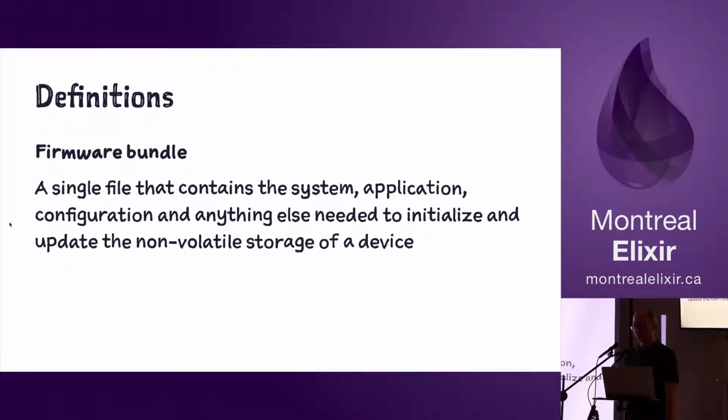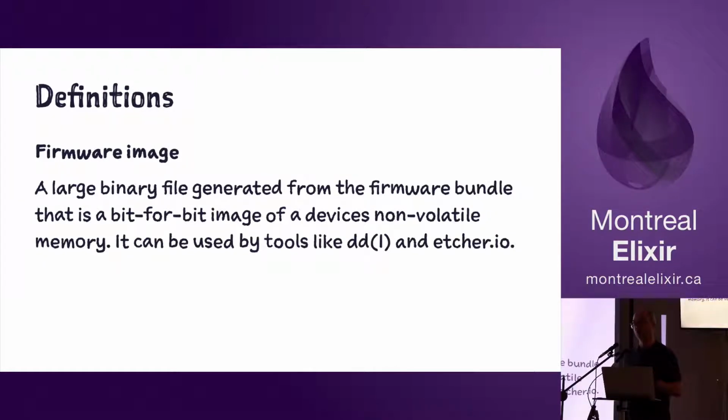And then a firmware bundle is a single file that contains the system, the application, the configuration, everything you need for the device. And this firmware bundle is pretty small. I mean, it's strictly the files that you need. And eventually you build a firmware image. This is a bit-for-bit image that is basically copied to the SD card that goes on the device. So we don't have to worry about all of that. Nerves is taking care of building that image from the firmware bundle.